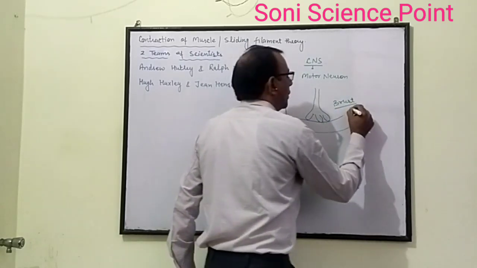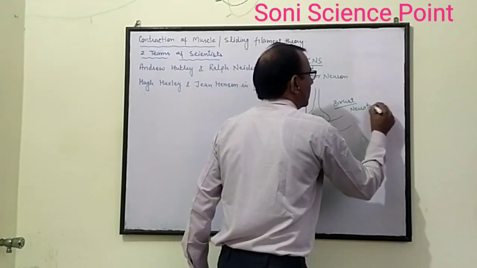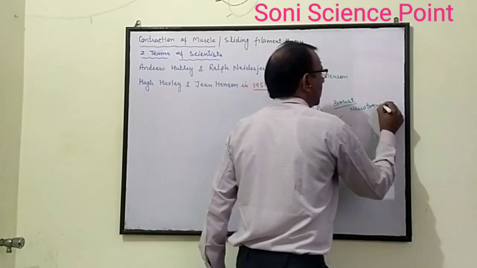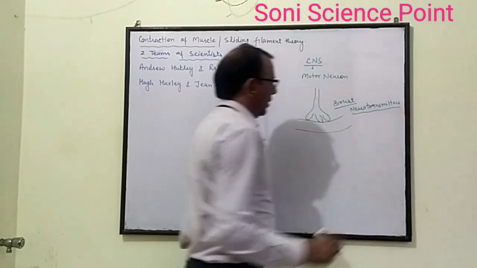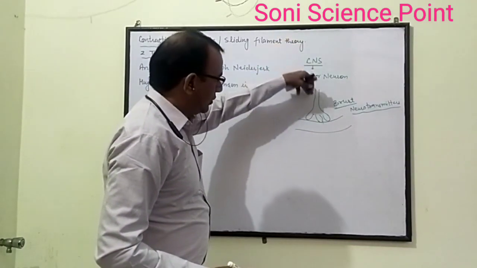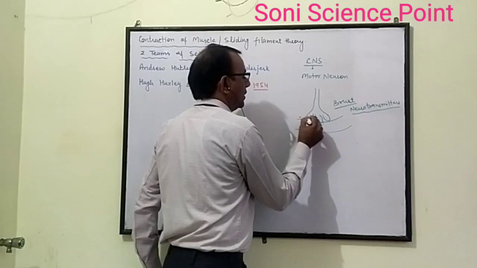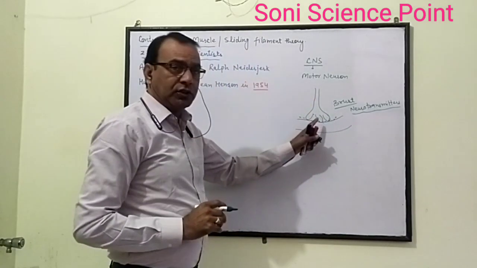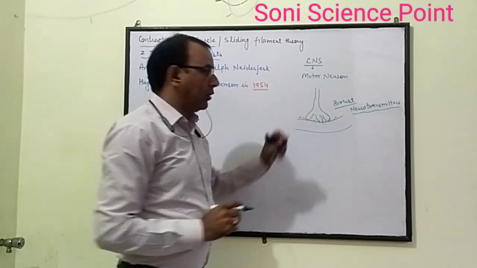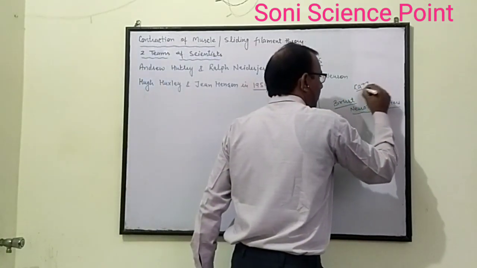As the synaptic knob bursts, the neurotransmitter is released. What do you mean by neurotransmitter? The small impulses which come from the CNS to the muscles. Here the neurotransmitters burst out. This bursting of the synaptic knob takes place due to the excess quantity of calcium ions.